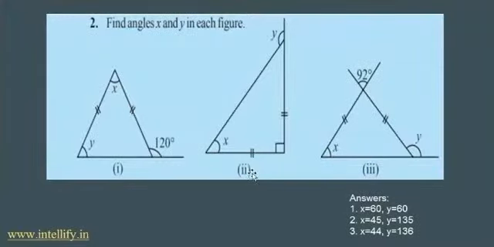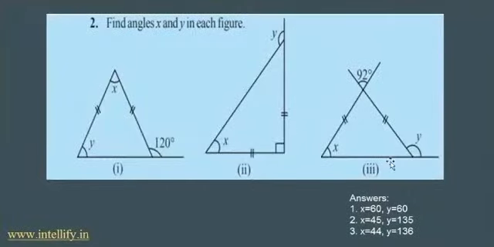In the second question, this particular symbol means that this angle is 90 degrees, and this forms a common vertex. So this angle and this angle will be equal. So using angle sum property, we will get 2x is equal to 90. So x will be equal to 45 degrees. And if this one is also 45, using linear pair, we can find y. So the value of y will be 135 degrees.